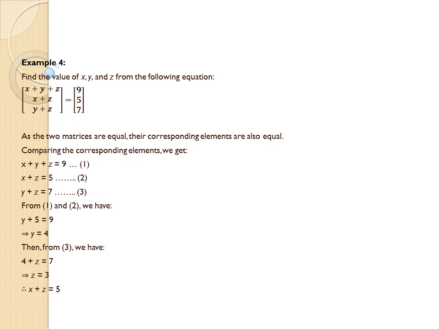Now x plus z equals 5 in the second equation. z value I know, that is 3, so x equals 5 minus 3, that is 2. So ultimately I have got three values: x equals 2, y equals 4 and z equals 3. This is very easy. Just as the two matrices are equal, I am taking the corresponding elements as equal. That's it. So easy one.